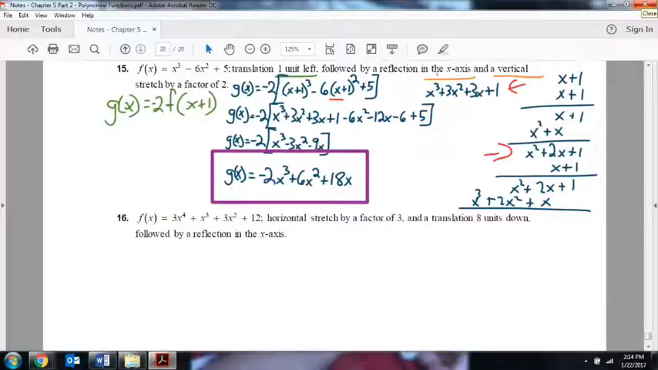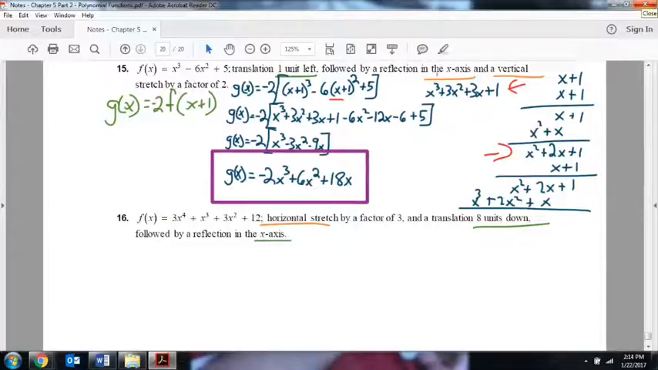Alright, last one, number 16. We are taking that polynomial. We are doing a horizontal stretch by a factor of 3. So that is horizontal stretch. That's inside. 8 units down. That's outside. And a reflection across the x. To go across the x, you got to go up and down.